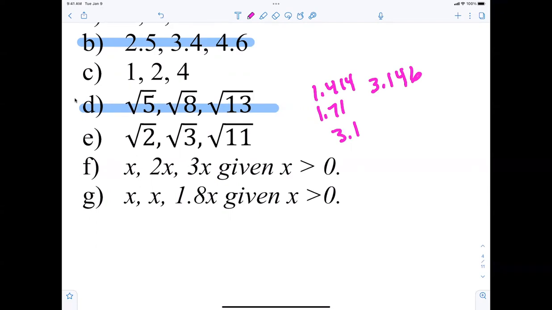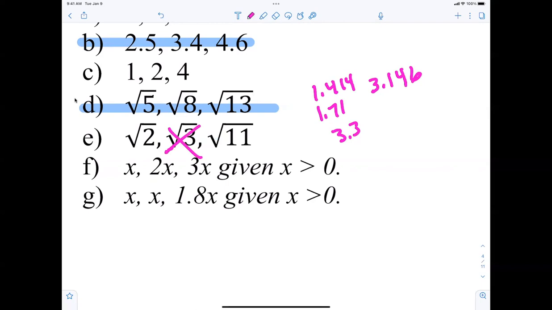Definitely, if this was 3.3, then it would be a what? See, that's what I'm saying. It was too close to tell. But you guys can tell me now, yes or no? No. 3.1 is not greater than 3.3. The sum of the two smaller sides has to be greater.